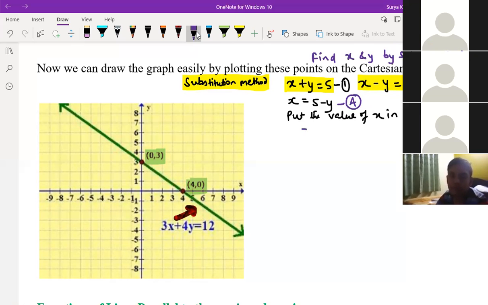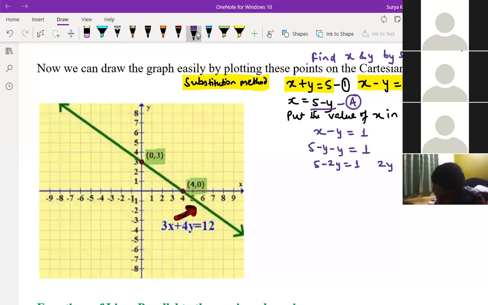What we get is 5 minus, sorry, 5 minus y you should write, no? See, equation second is like this, x minus y is equal to 1. So in place of x, what should you put? 5 minus y. So 5 minus y, again minus y is equal to 1. Is this clear to everyone, children? Yes, sir. So it will become 5 minus 2y is equal to 1. So you'll get 2y is equal to 4, right? y is equal to 2.